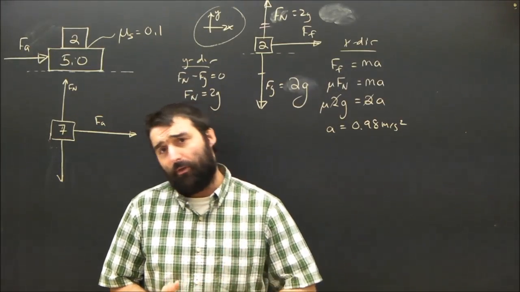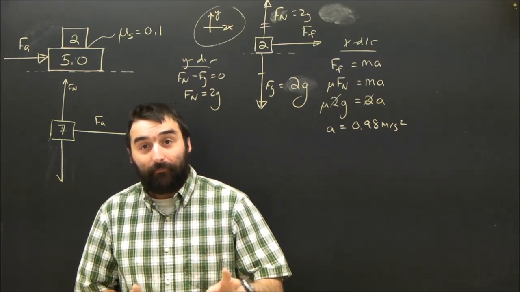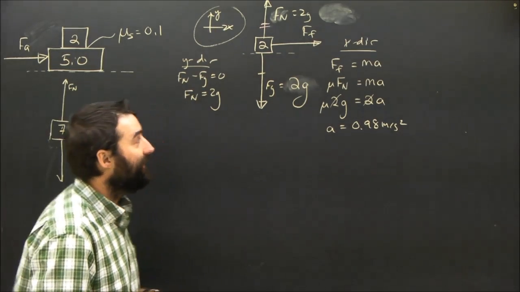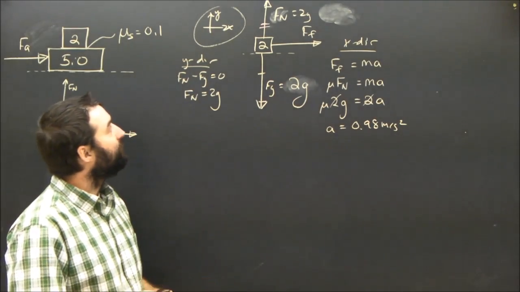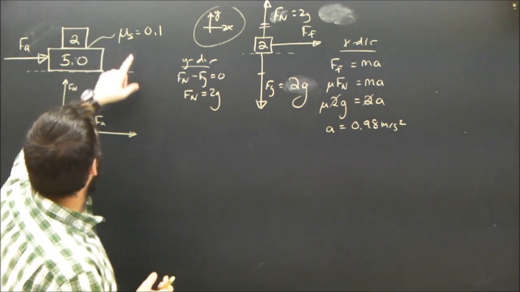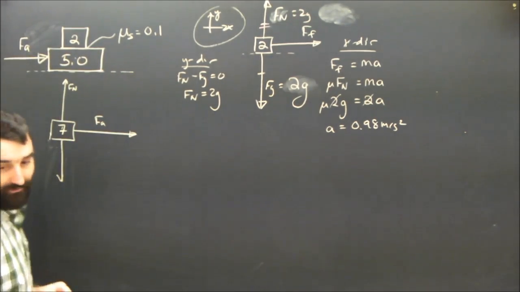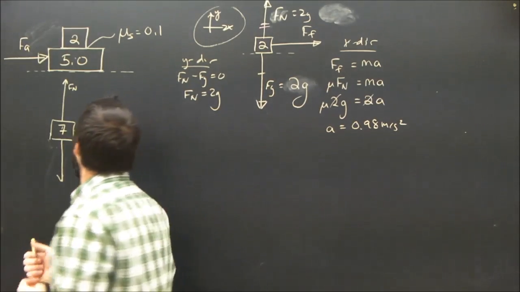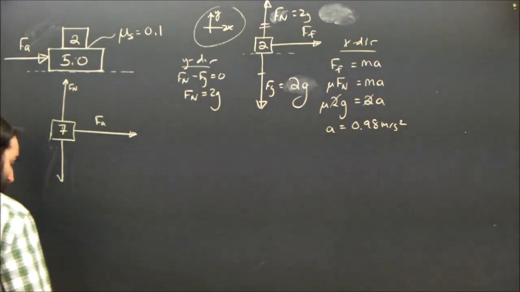Okay, block on block part 2. If you haven't done part 1, go back and do it now. This is a harder problem. In part 1, we had a mu of 0.1 between the two blocks, and now in part 2, we're going to add a mu.